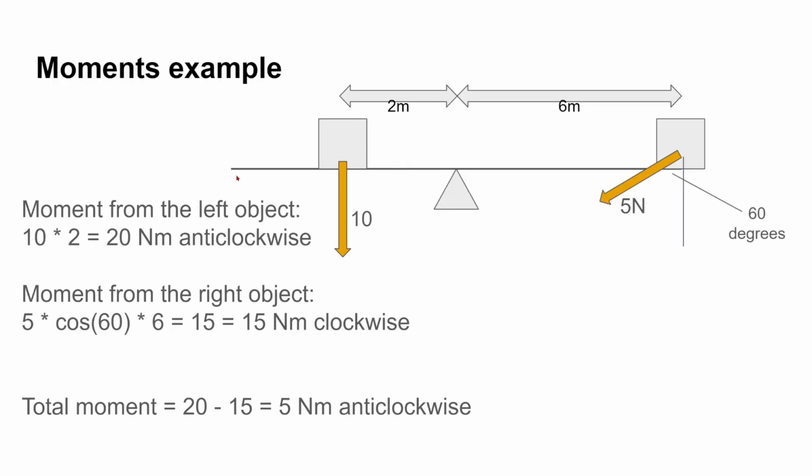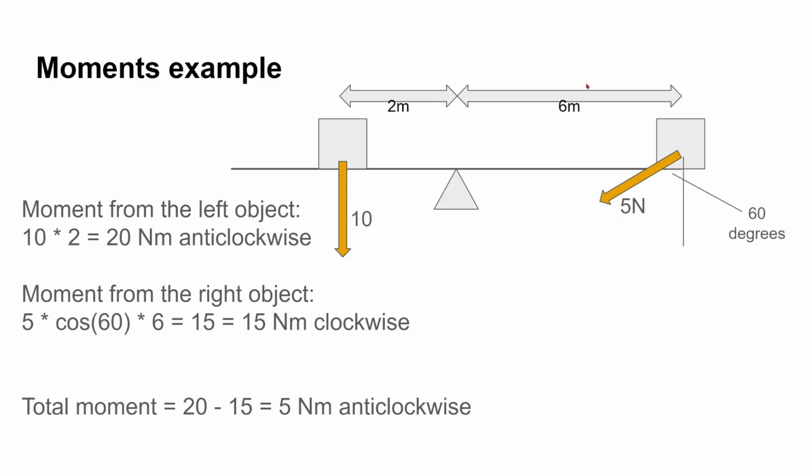So here we have a lever. This triangle in the middle is our pivot point. We've got a mass on the left pulling down at 10 newtons, 2 meters away from the pivot. So our moment is going to be 10 times 2 to give 20 newton meters anti-clockwise. Over on the right, we have a non-perpendicular force. So we have to find the perpendicular component, which in this case will be 5 newtons times cosine of 60 degrees.